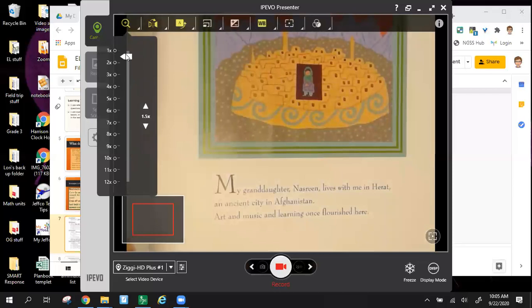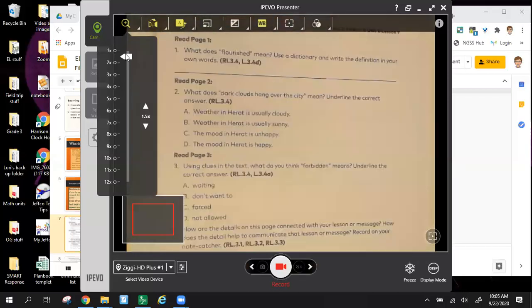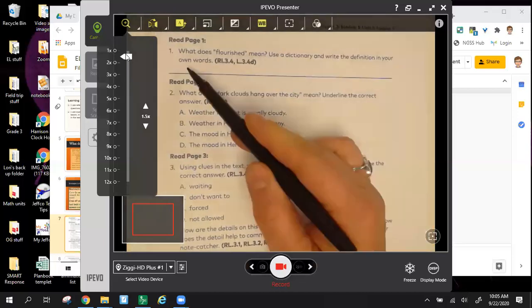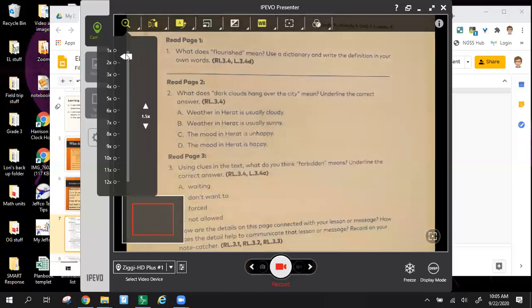Okay, my granddaughter Nazreen lives with me in Herat, an ancient city in Afghanistan. Art and music and learning once flourished here. So now that I've read it, let's read the first question. It says, what does flourish mean? Use a dictionary and write the definition in your own words. So let's follow along with that.